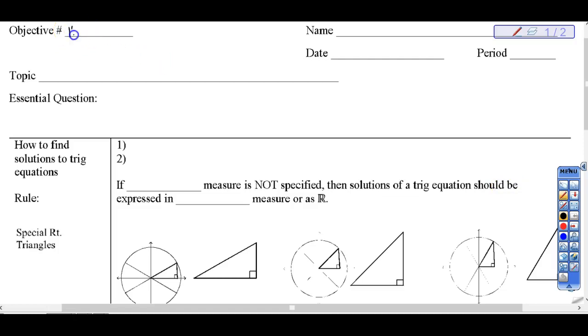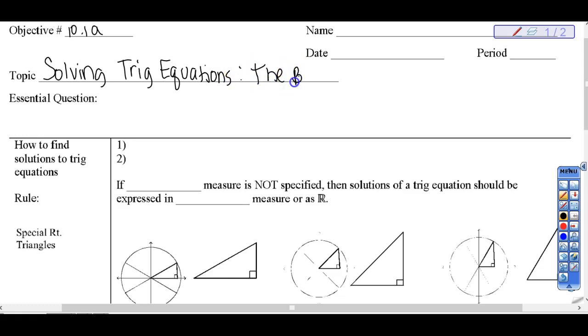Okay, this is objective 10.1a, and today's topic is solving trig equations. Today, the basics. And we will not finish this note page today. We'll finish it tomorrow, so your assignment will happen tomorrow during class.